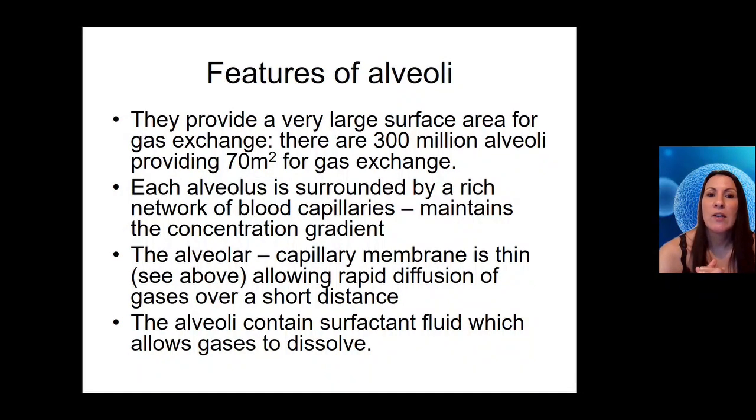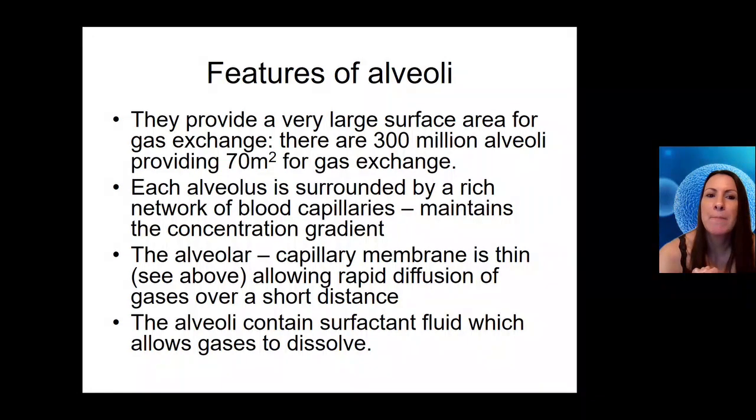Each alveolus is surrounded by a rich network of blood capillaries to help maintain the concentration gradient. So the concentration gradient, remember, is the difference in concentration that exists between two areas, where molecules will naturally move from an area of high concentration to low concentration down a concentration gradient, because molecules always want to equalize, or they want to reach equilibrium.